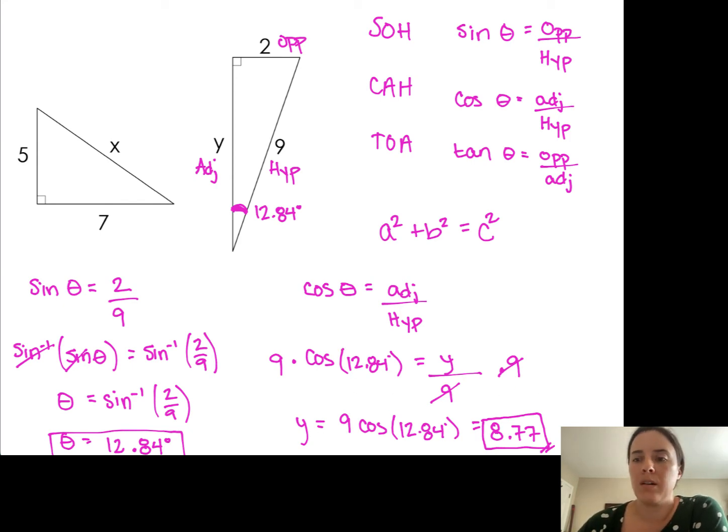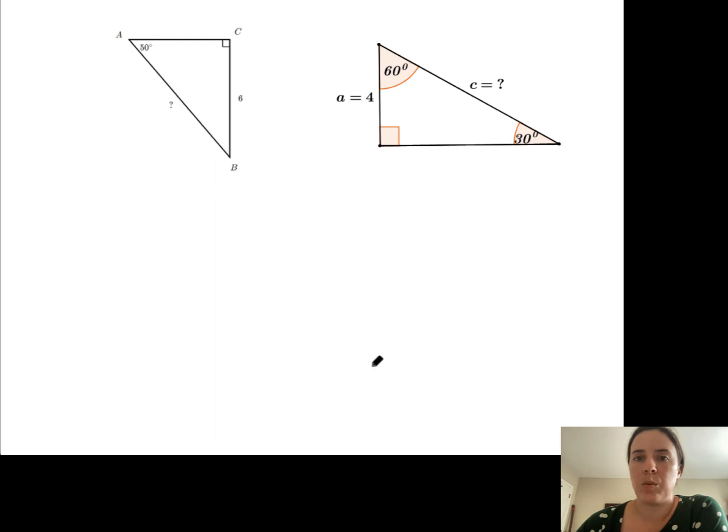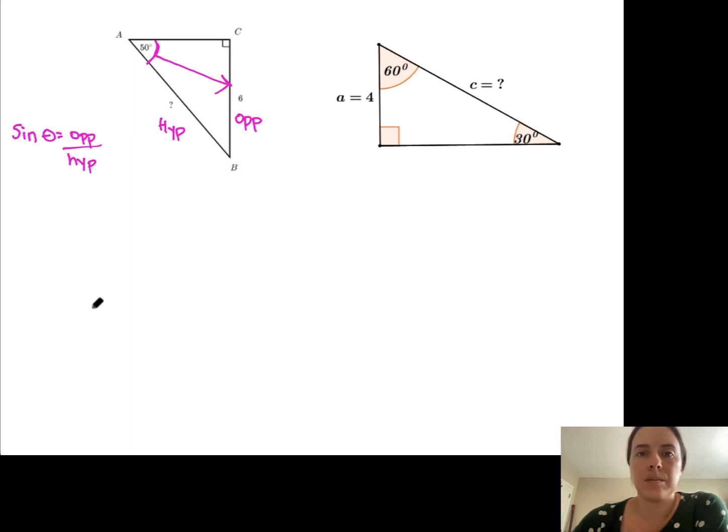All right, so let's try a couple more. So now in this case, we're only given one of the sides and we're given one of the angles, and we're looking for the hypotenuse. So given the angle that we know the opposite side, and we're looking for the hypotenuse. So opposite hypotenuse, that tells us that we want to use the sine. So sine theta is opposite over hypotenuse. All right, so let's plug in our values. So the sine of 50 degrees is equal to the opposite, so 6 over our hypotenuse.